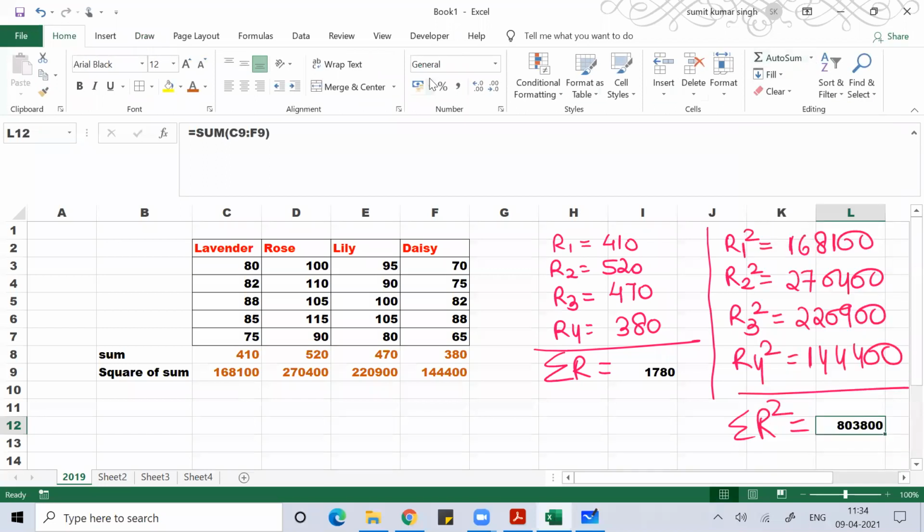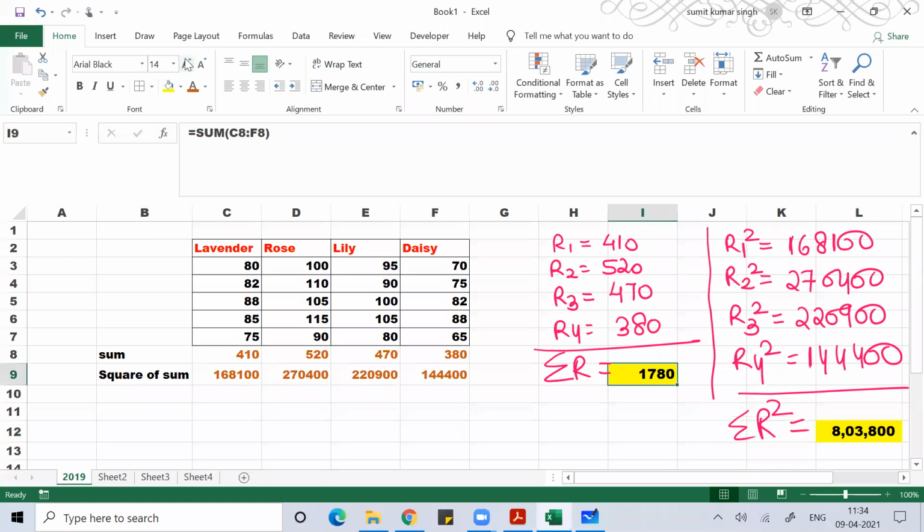Please guys, don't take photos. I'll give you all these notes. So this is your square sum. Any doubt, anyone? Clear, everyone? I'll give you all this at the end of the class.